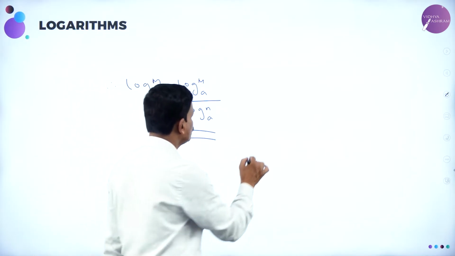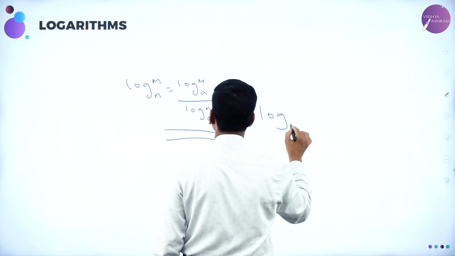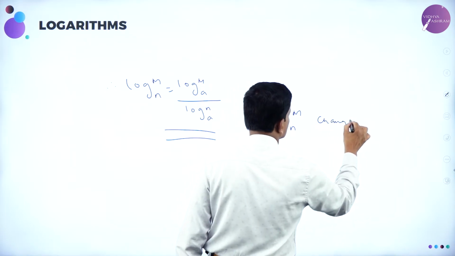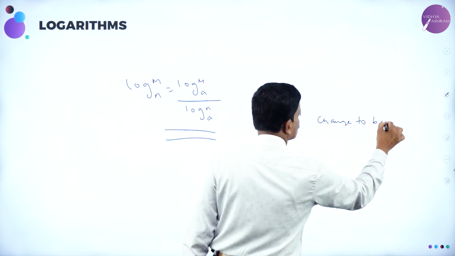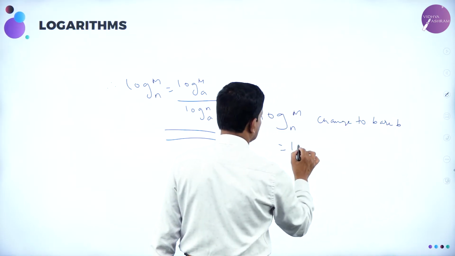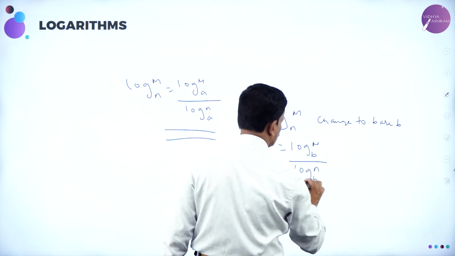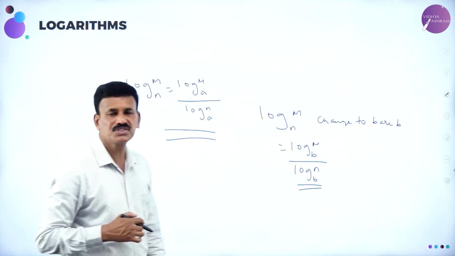Suppose you want to change to any base, for example, log m to base n, if you want to change to base b, then we can write log m to base b divided by log n to base b. This is called your base change rule.